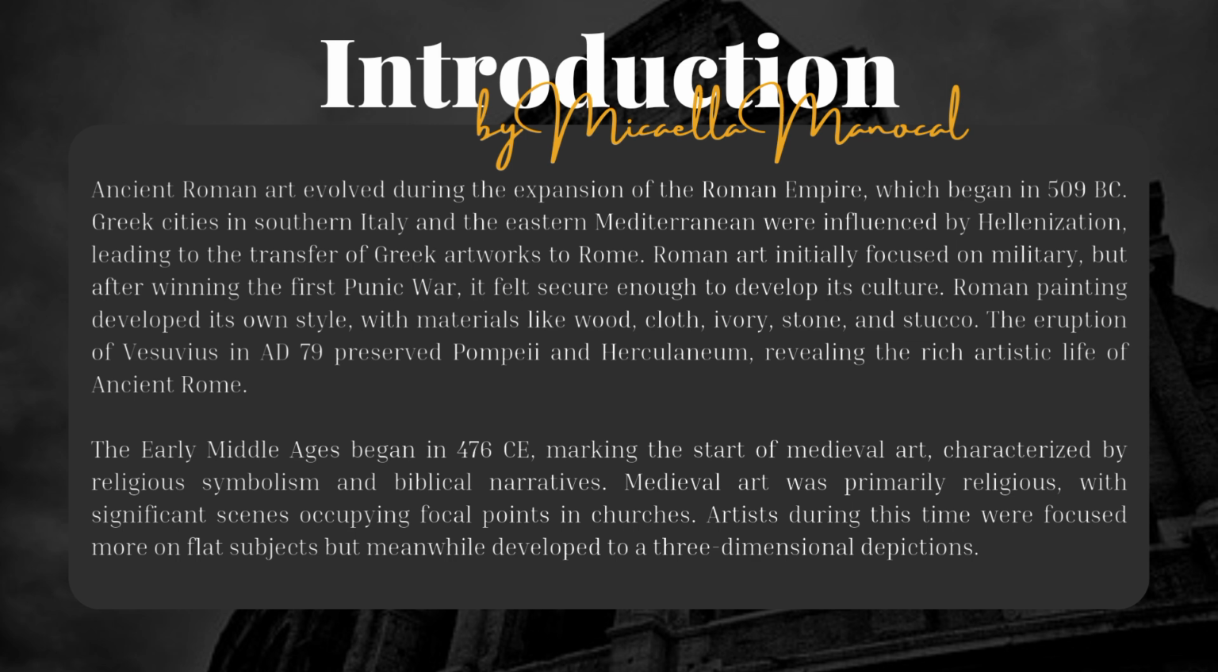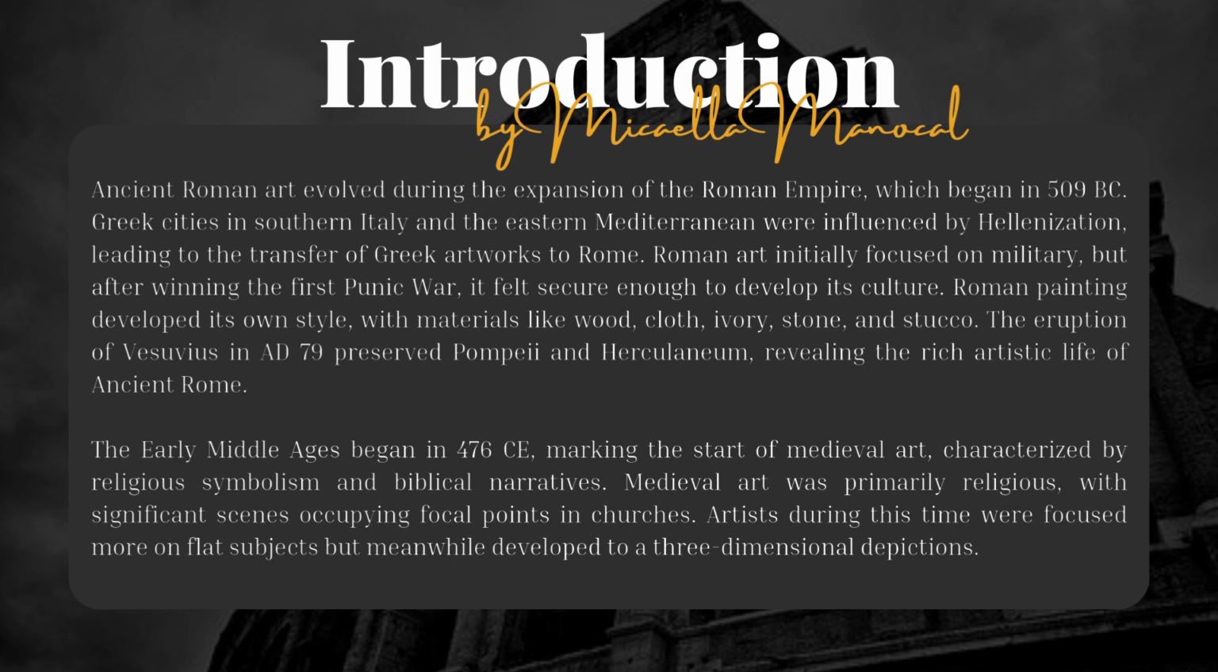When the Roman Empire fell, the early Middle Ages began in 476 CE, marking the start of medieval art, which was characterized by religious symbolism and biblical narratives. In fact, this era didn't have any specific beginning or end date, but art at this time saw the creation of many new styles and techniques.